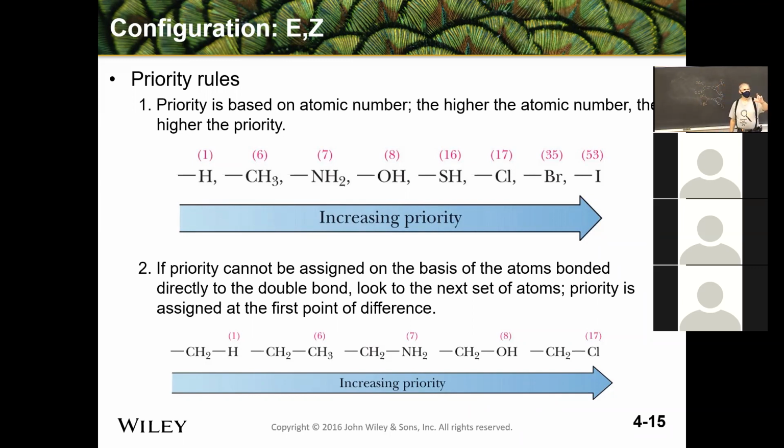So we compare the 2 that are on the same carbon. We set priorities. In this one, the 2 higher priority groups are on the same side. So that's a Z. And then this one would be the E because they're opposite.